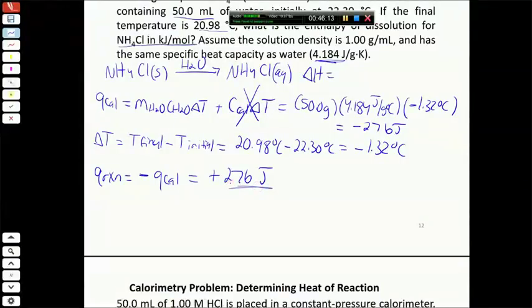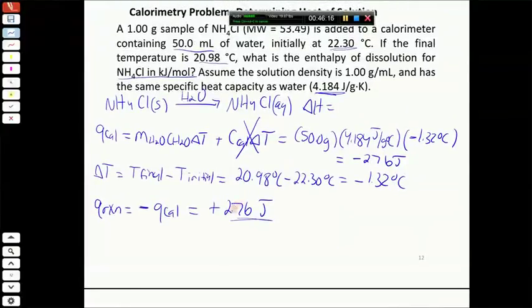But remember, this is the amount of heat that is absorbed by the reaction for 1 gram of substance. So that 276 joules represents the amount of heat that is absorbed when 1 gram of ammonium chloride dissolves in water. What we want here is the enthalpy of dissolution in kilojoules per mole. So we need to divide this number by the moles of substance to get kilojoules per mole.